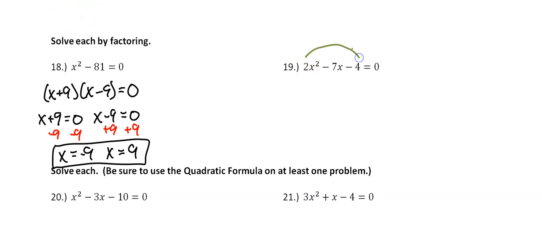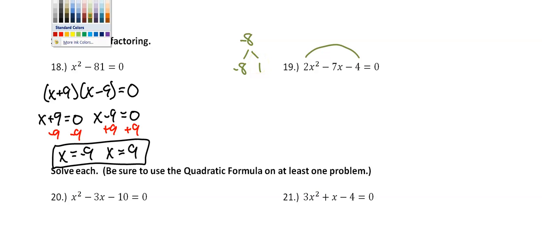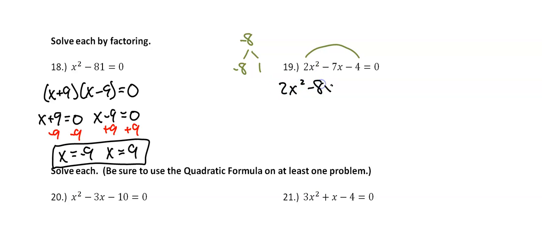If I'm solving by factoring, I build a bridge, that gives me a -8. Two numbers that multiply to a -8 but add to a -7 will be a -8 and a +1. Since there's a 2 out front, I can't use my shortcut. I have to split up the middle term and factor by grouping. So 2x squared minus 8x plus 1x minus 4. And now I group them. I group the first two together. I group the second two together.